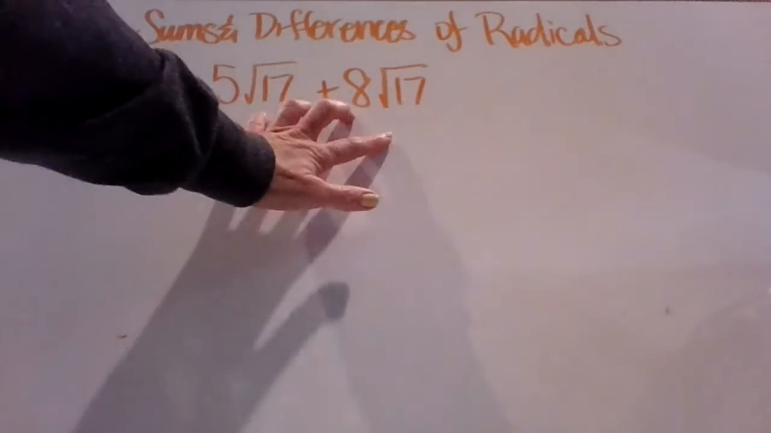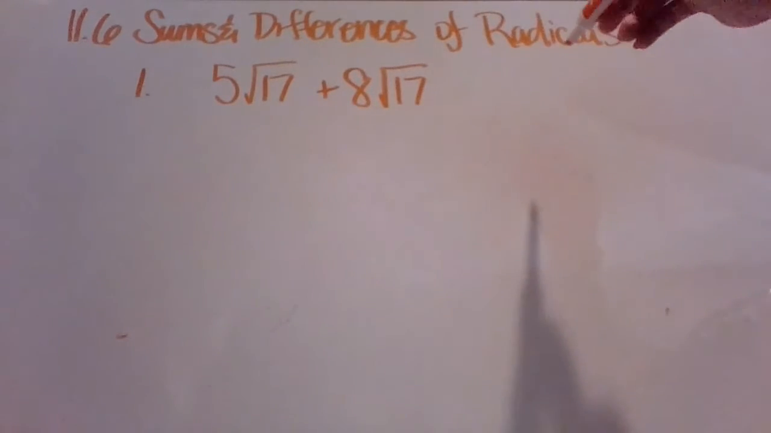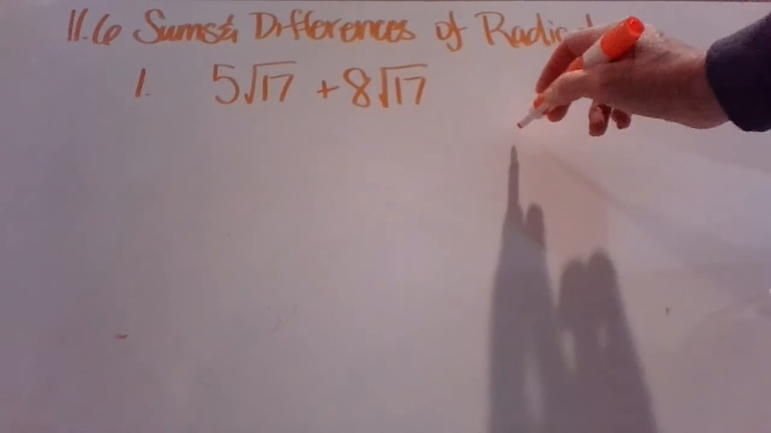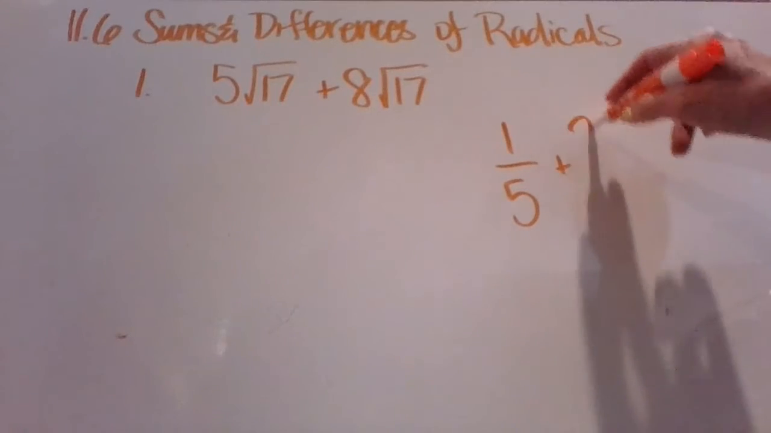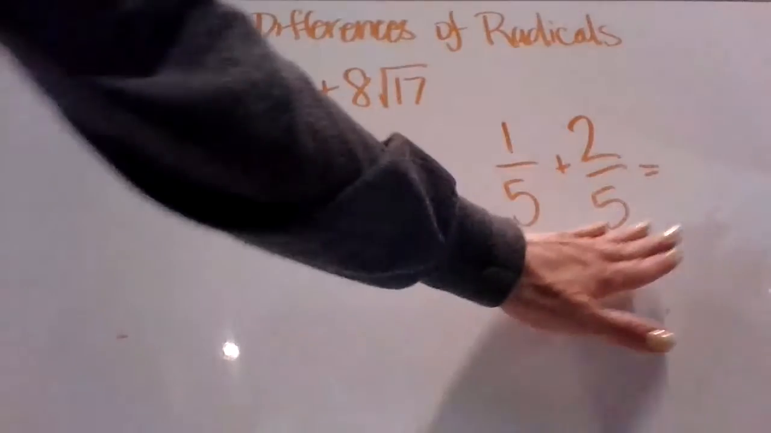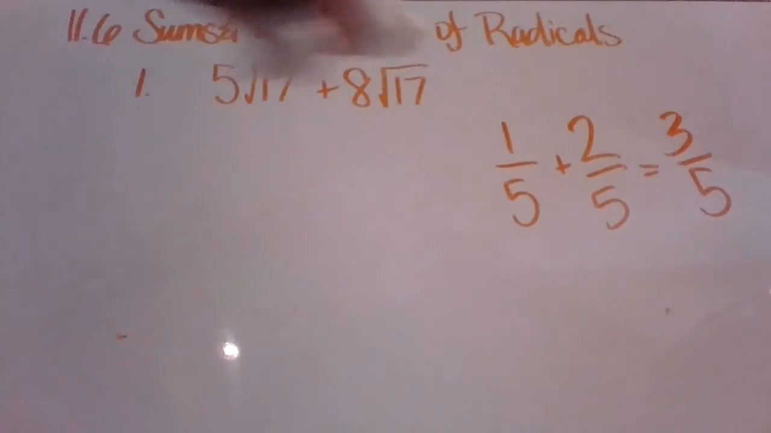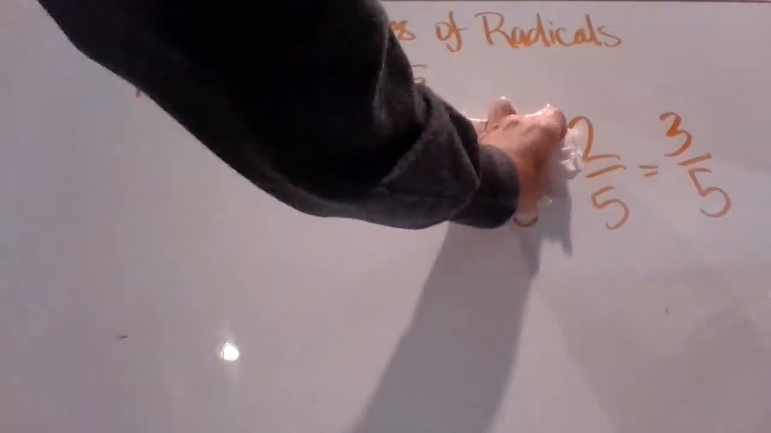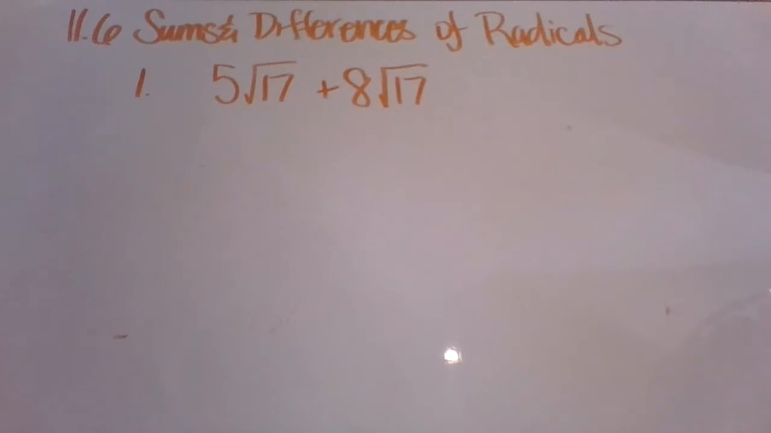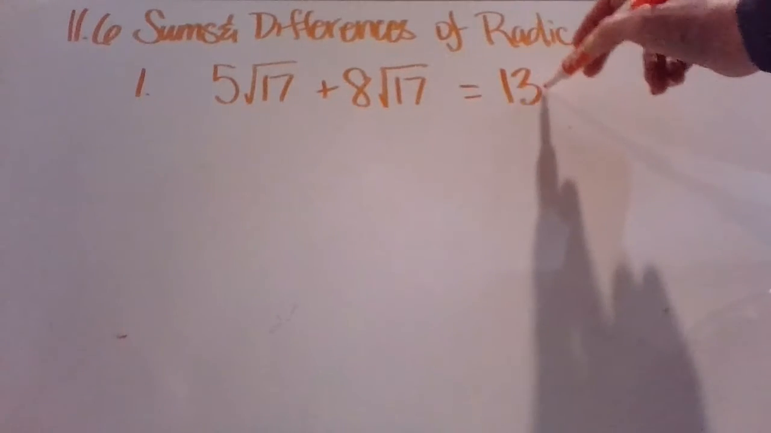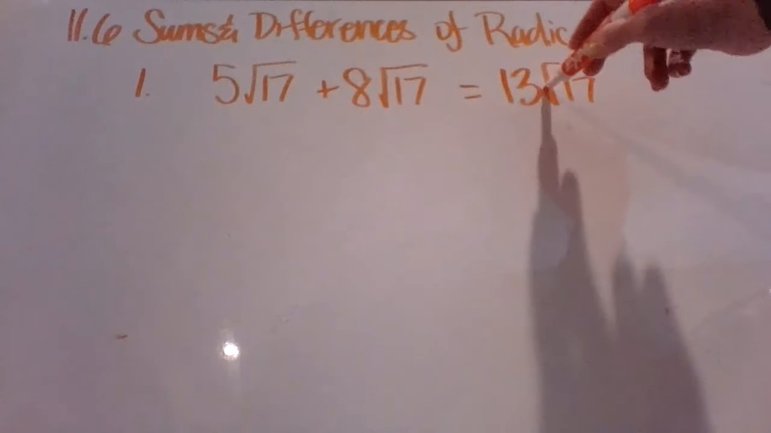But it's also like fractions in a sense, and even like with the variables that we just did. Like if you have 1/5 plus 2/5, when you add, your denominator stays the same. So it's 3/5. You just add your numerator. Well, when we're adding and subtracting radicals, what you need to do is you leave this alone. So you're actually only adding what's there in front of the radical. So 5 plus 8 is 13, and then it would be square root 17. That's your answer.